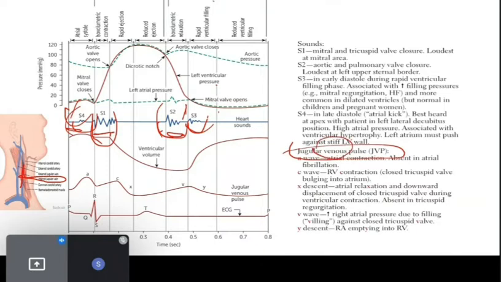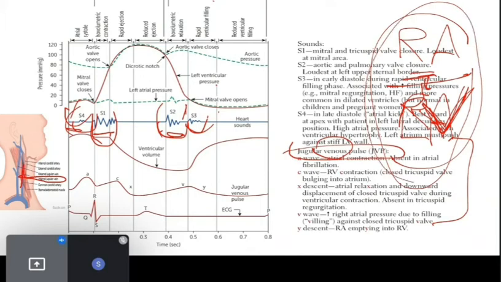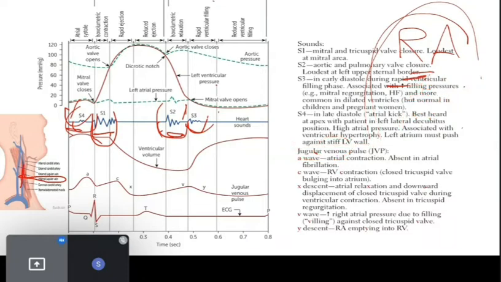represent the right side of the heart, the right atrium, and of course the tricuspid valve is here, and the right ventricle. So the right atrium, the tricuspid, and the right ventricle. Now we are talking about this part of the heart, the right side, because we are talking about the venous pressure, the venous pulse, the jugular venous pulse.